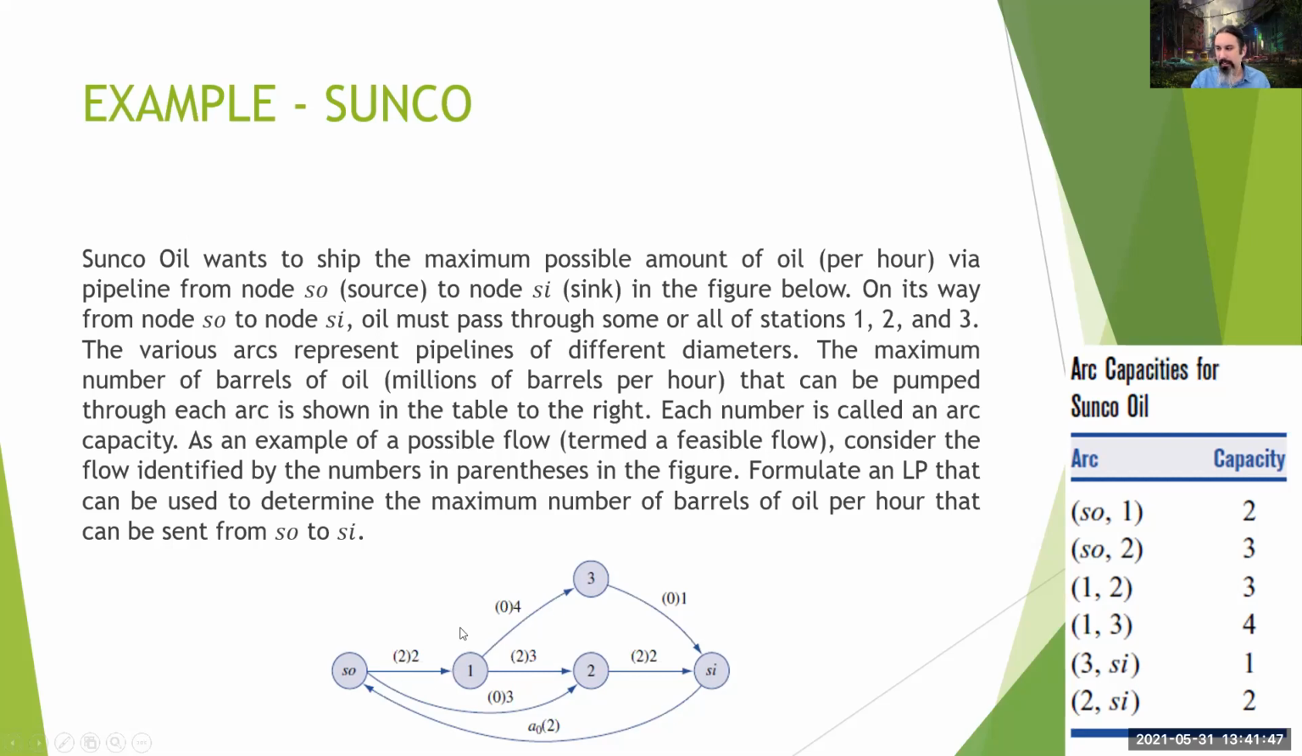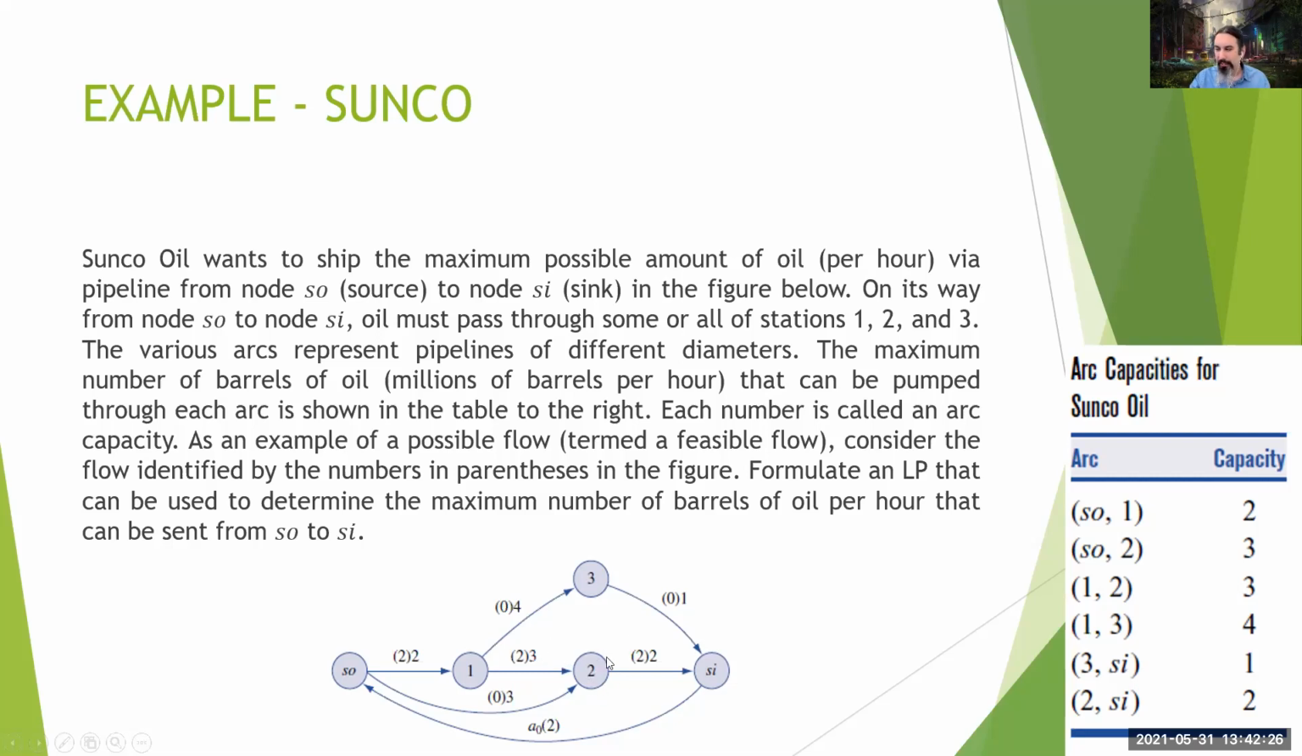For example, this one, x01 or xSO1, will be at most 2. So xSO1 is less than or equal to 2. This is the capacity, and we know that capacity is a constraint anyway. So xSO1, or x01, however we name it, cannot be greater than 2. x13 is going to be less than or equal to 4. x12 is less than or equal to 3. x24 is less than or equal to 2. I'm sure you can understand where I'm going with this one. x3SI or x34, whatever we name it, is less than or equal to 1, etc.